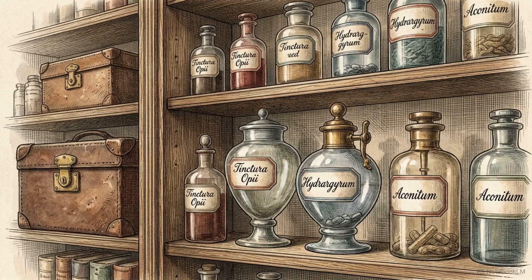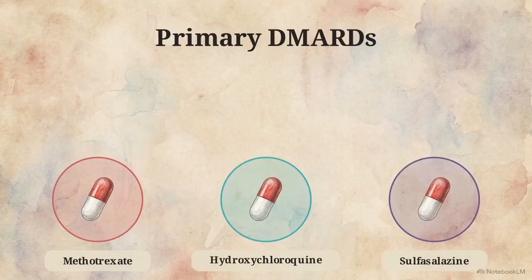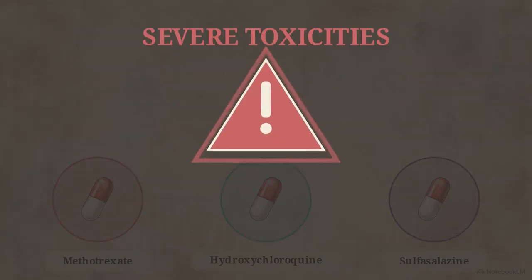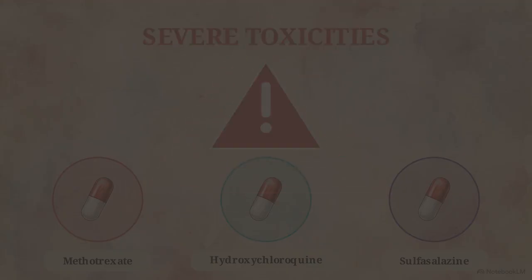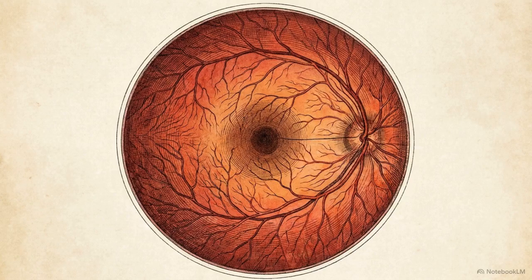Disease-modifying anti-rheumatic drugs, or DMARDs, serve as the foundational long-term immunosuppressants. The primary agents are methotrexate, hydroxychloroquine, and sulfasalazine. These drugs carry specific severe toxicities. Methotrexate causes hepatotoxicity and requires strict folate supplementation. Hydroxychloroquine mandates regular eye exams due to the risk of irreversible retinal damage.